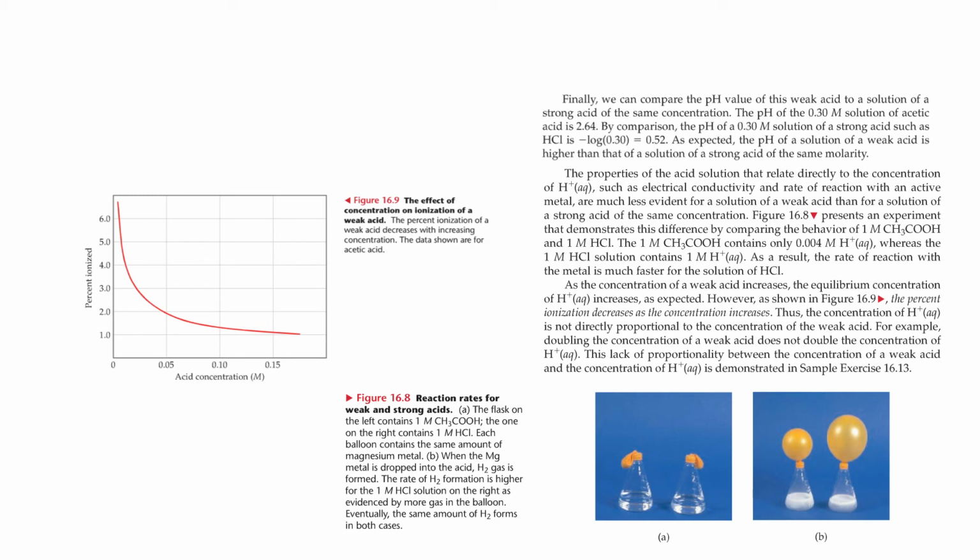However, as shown in figure 16.9, the percent ionization decreases as concentration increases. Thus, the concentration of protons is not directly proportional to the concentration of the weak acid. For example, doubling the concentration of weak acid does not double the concentration of protons. The lack of proportionality between the concentration of a weak acid and the concentration of protons is demonstrated in sample exercise 16.13.